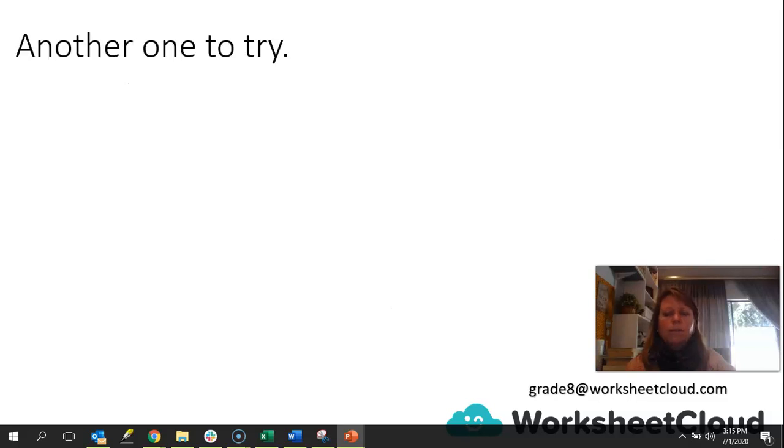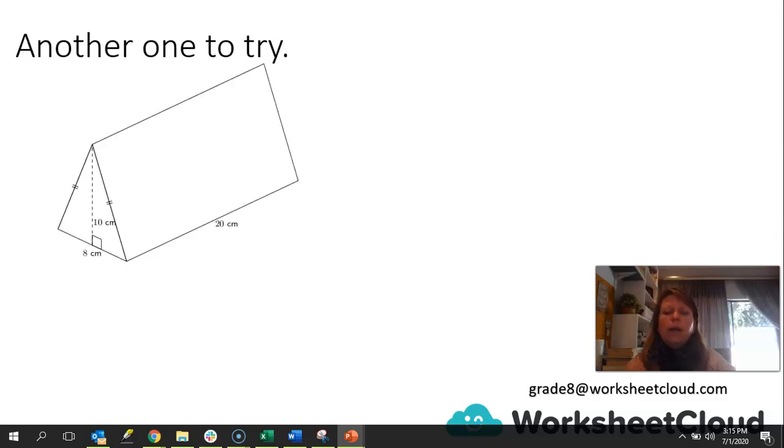Right, let's go on. Let's try another one. Here we have, this definitely looks like a tent. Here we have another triangular prism, and we are given the measurement of the height and the measurement of the base. We are also told that this is an isosceles triangle, as you can tell from the markings. We're given the height of the whole prism, but we are not given this side, which is the side of the triangle, which we need to find out.